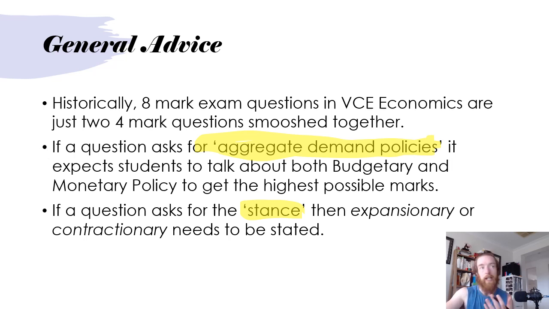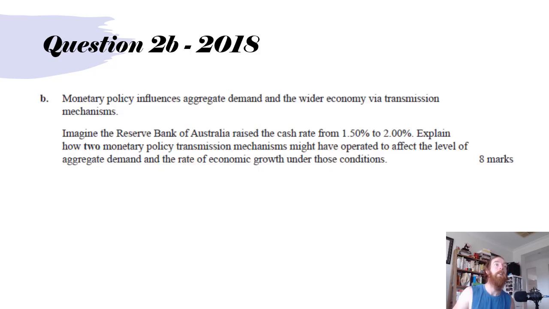So let's look into some examples here. First up, 2B from 2018, we're going to look at 2 examples in total. Monetary policy influences aggregate demand and the wider economy via transmission mechanisms. Imagine the Reserve Bank of Australia increased the cash rate from 1.5 to 2%, and explain how 2 monetary policy mechanisms have operated to affect the level of aggregate demand and the rate of economic growth under those conditions.